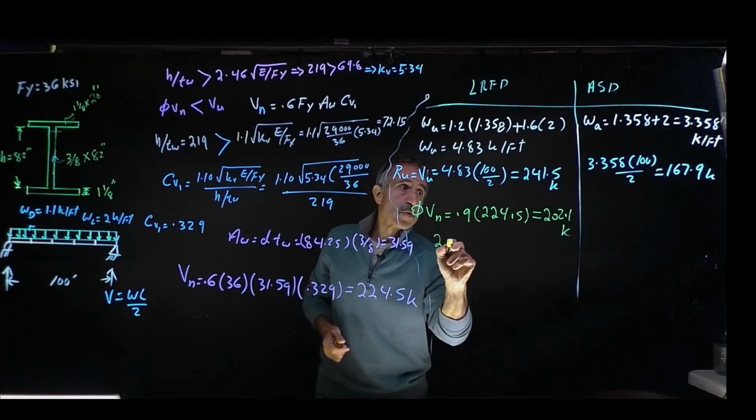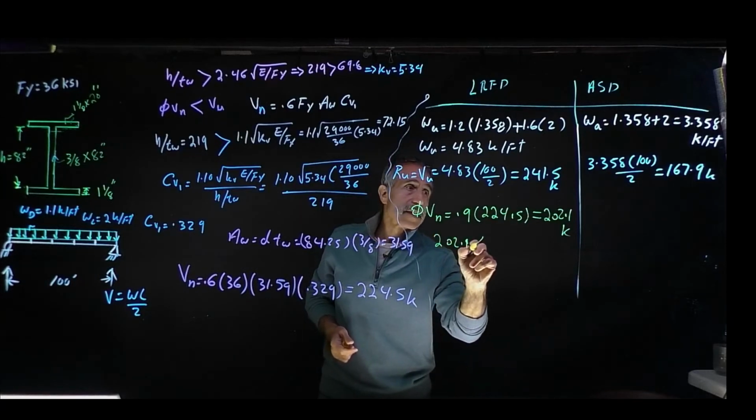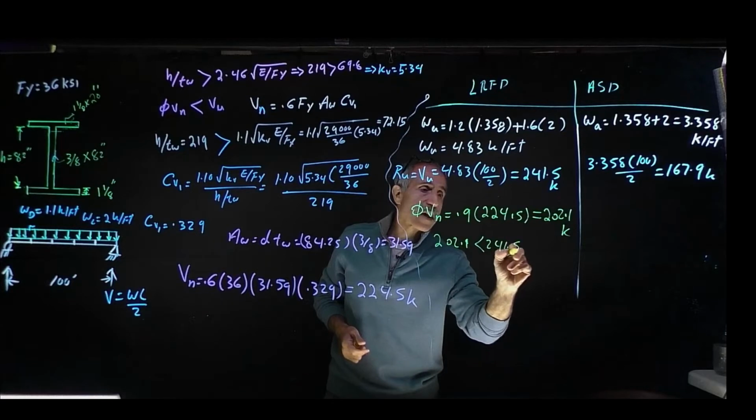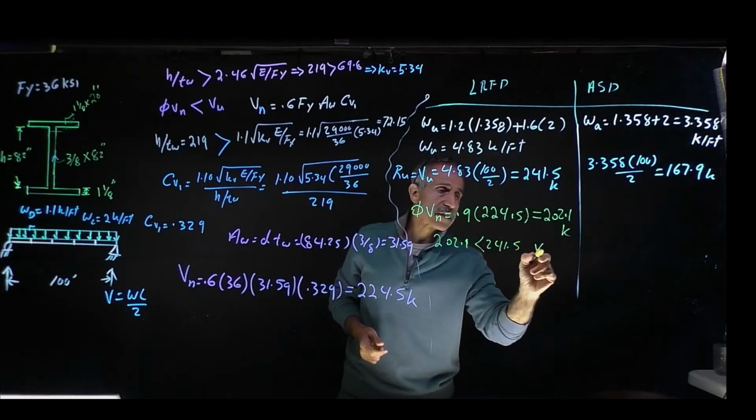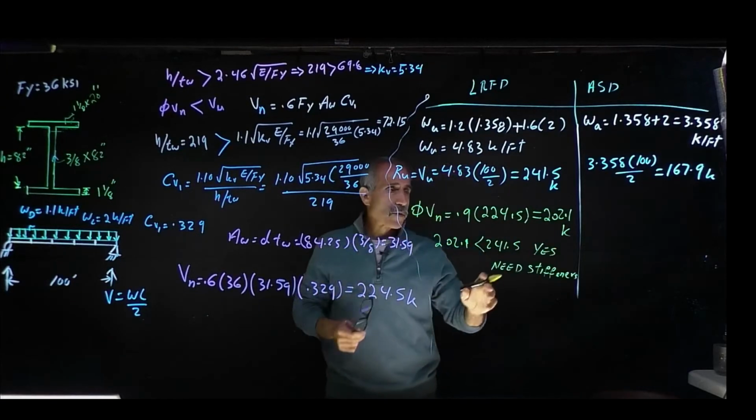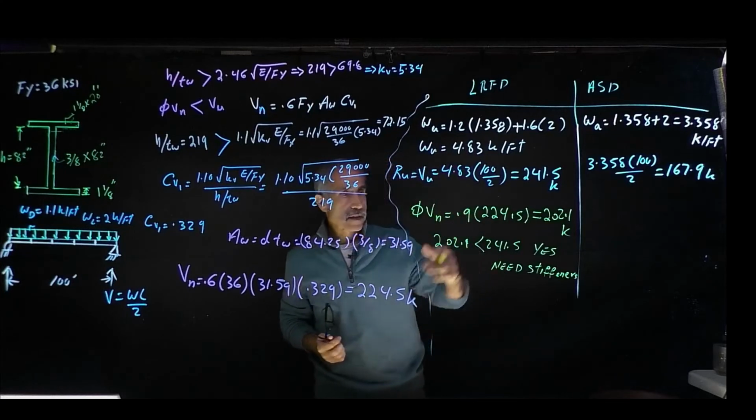Now, this is the shear capacity of this beam, and we can see it is less than 241.5. So 202.1 is less than 241.5. Yes, we need stiffeners. So yes, we need stiffeners because that's less than that.